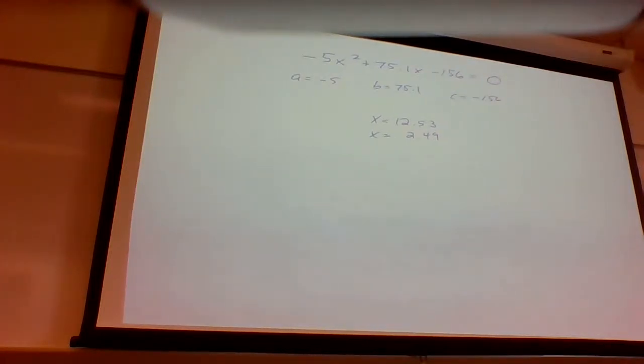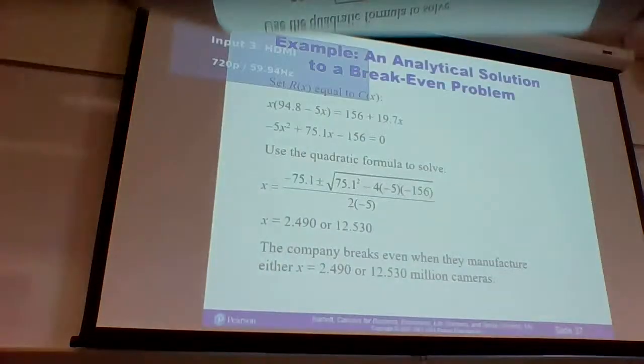So, good question. In this problem, you could have used the quadratic formula to solve, and x equals 2.49 or 12.53. Remember what x is. X is how many cameras. So the company breaks even when they manufacture either 2.49 or 12.53 million cameras in this case.